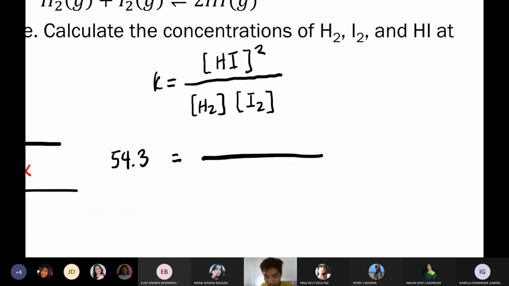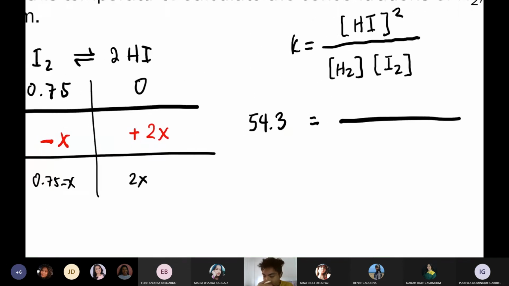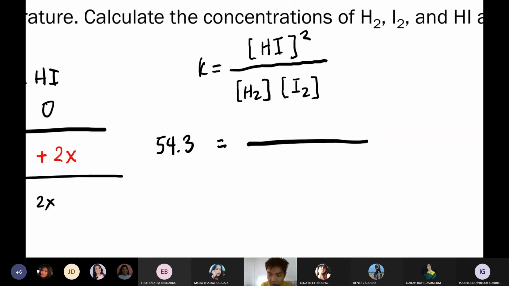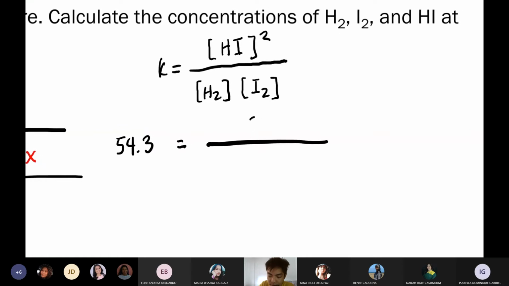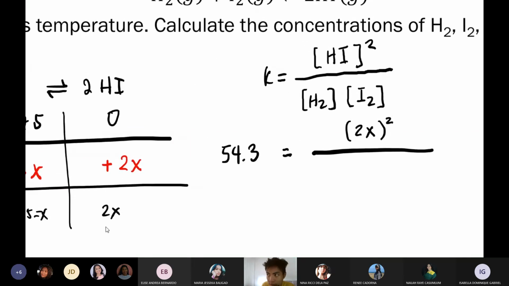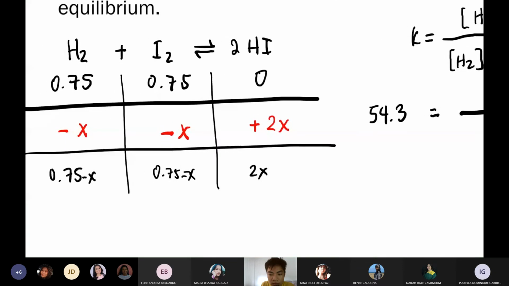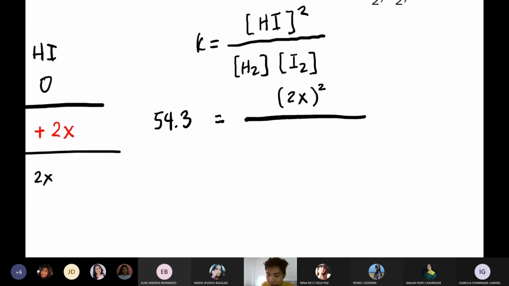How about the equilibrium concentration of HI? Sabi sa ice table, the equilibrium concentration of HI is 2x. So ipa-plug in ko yon dito. So that will be 2x pero naka-square pa. Okay? So yan. Bakit 2x sir? Kasi yun yung nasa ice table ko eh. Yung E for HI is 2x. So yan, 2x. Tapos naka-square pa yon. How about H2 and I2? For H2 and I2, they are both 0.75 minus x. So I will plug it there.